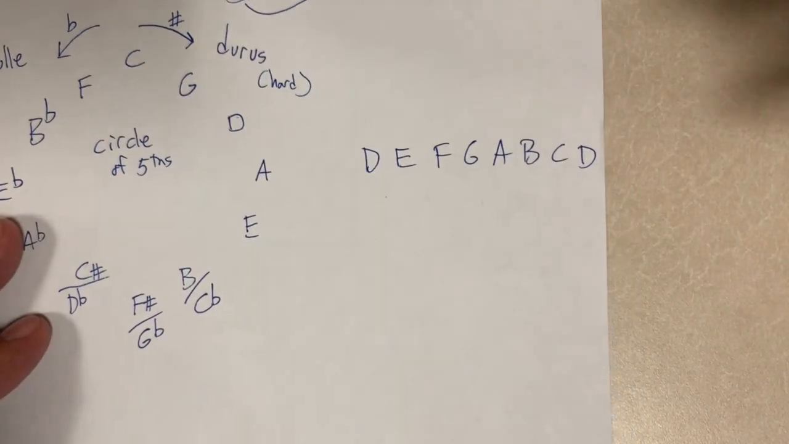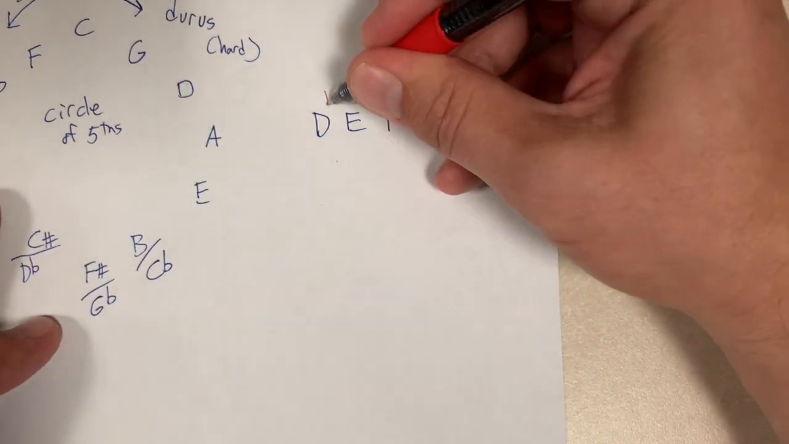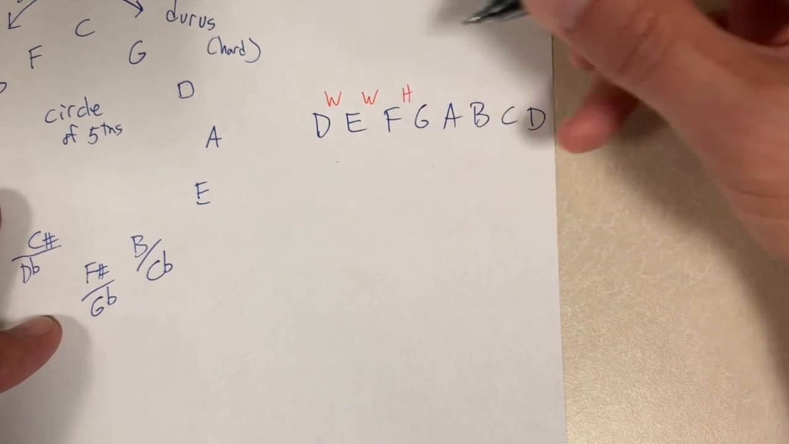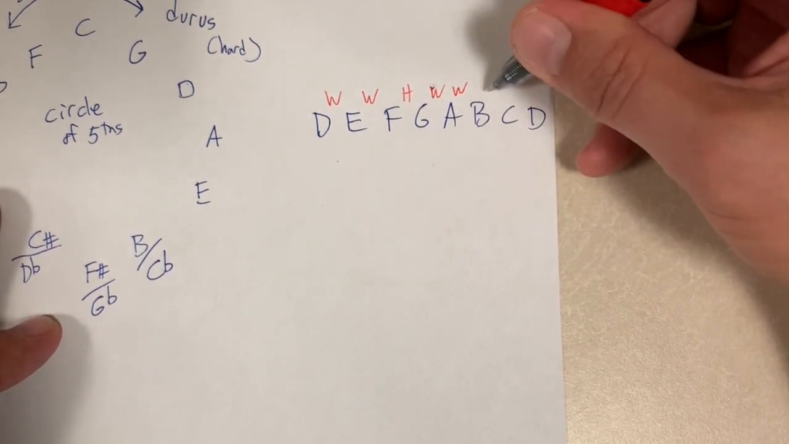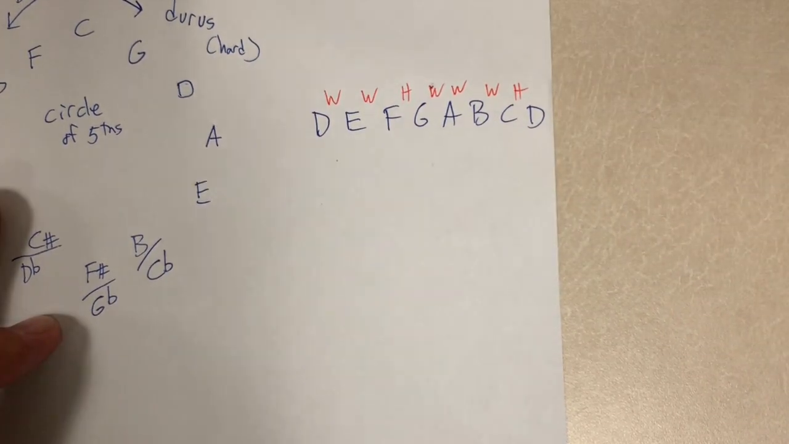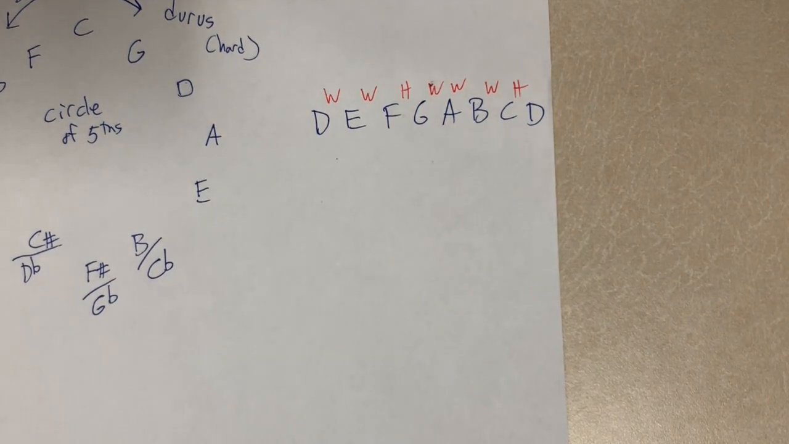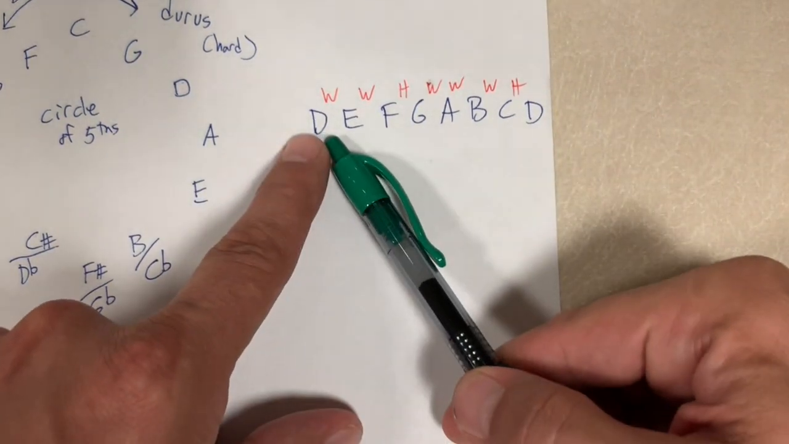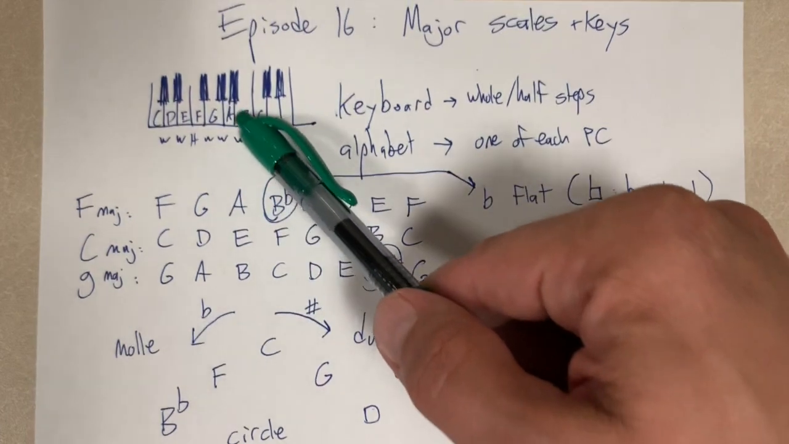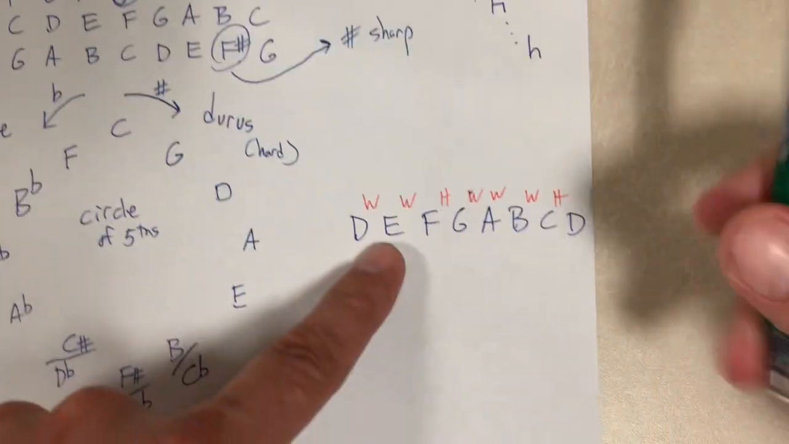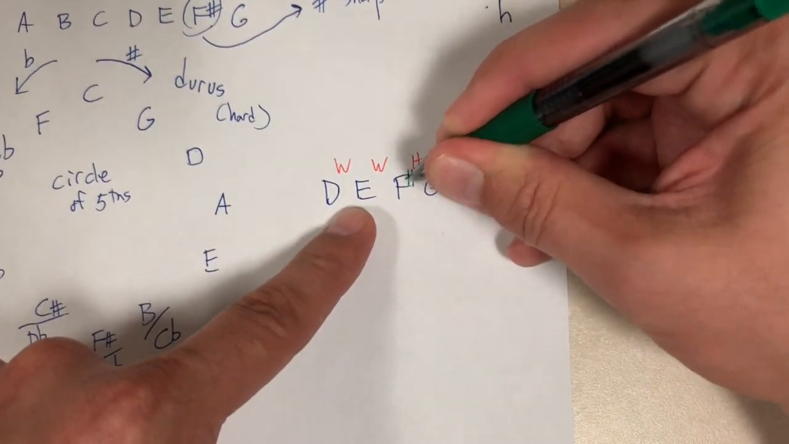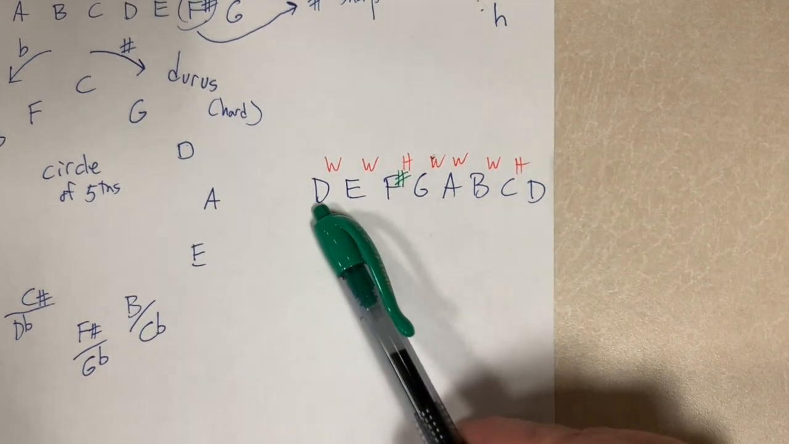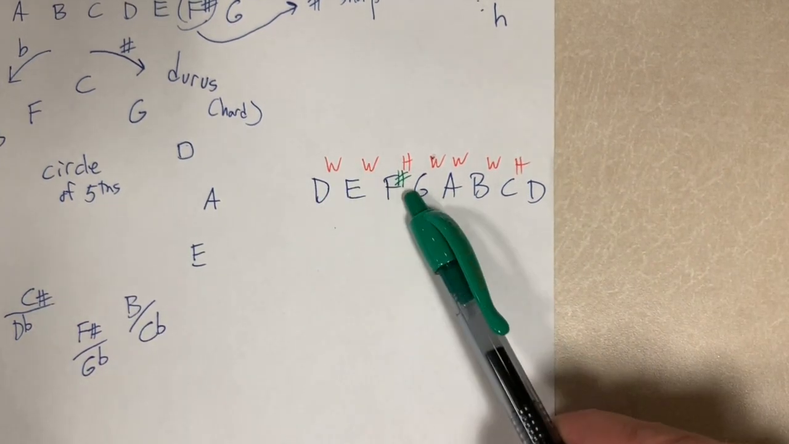Step 2, I'm going to make sure that my intervals go whole, whole, half, whole, whole, whole, half. And to do so, I'm going to have to do some adjustments. D to E is a whole step. E to F is only a half step. We've got to raise this F up to an F sharp. Oh, that fixed it. D, E, F sharp to G.